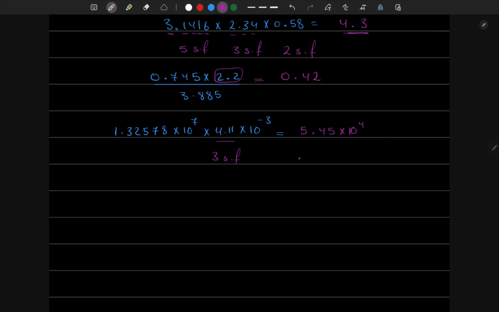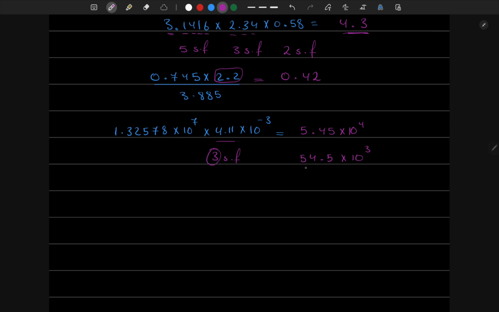Now, if I say that it's 54.5 multiplied by 10 to the power of 3, it's possible. As long as I have 3 significant figures, there is no problem. The problem is when I change the number so it has more or less than 3 significant figures.